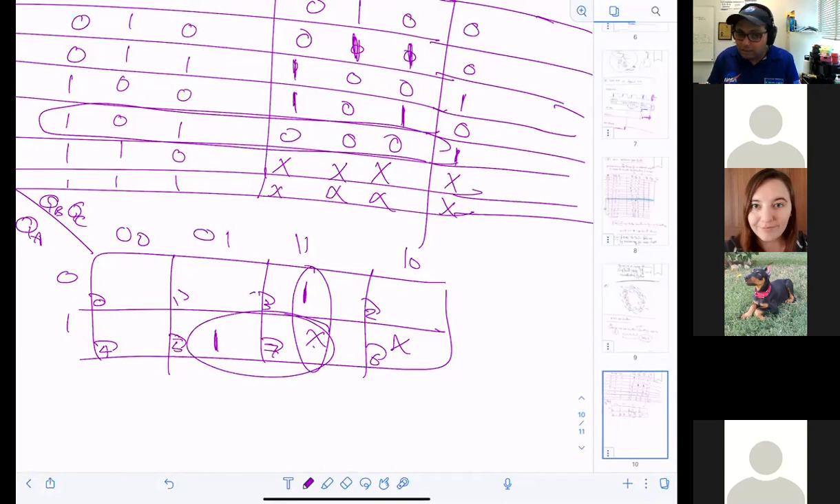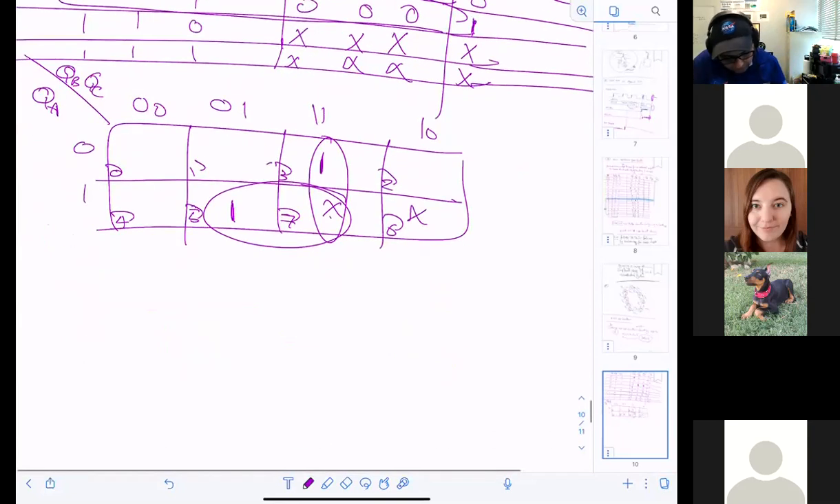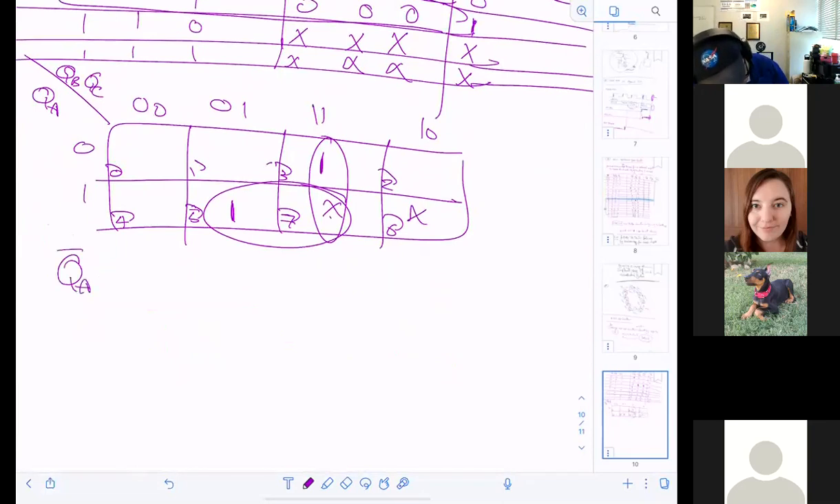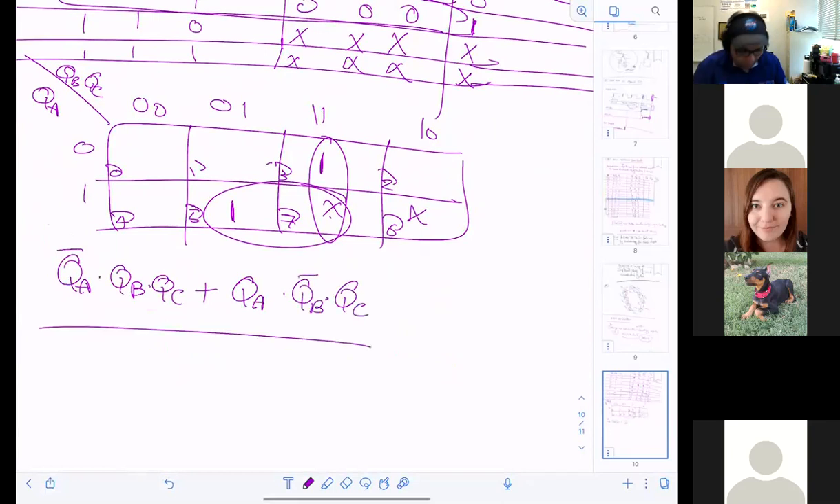Because without this X, the output should be QA complement QB QC, ORed with QA QB complement QC. Look at how many gates you have, right? We have 1, 2, 3, 4, 5 gates, 6, 7, I believe, with the NOTs. Right? Now let's use this X.